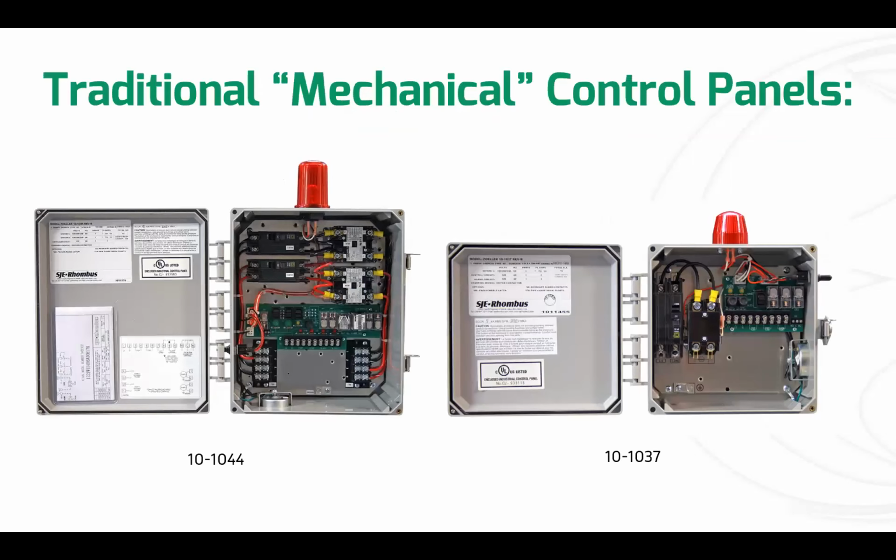So this is a picture of a couple of real simple traditional mechanical panels, right? So you've got your duplex on the left and your simplex on the right. These are both single phase, simple panels. You've got contactors in there, circuit breakers, and then you've got a circuit board.